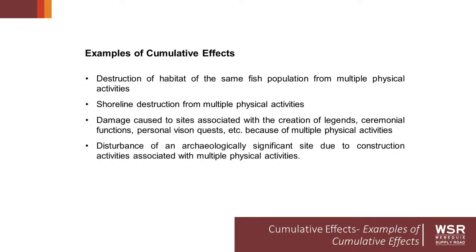Okay, here we are. So let's look at examples of cumulative effects. Let's take fish habitat, for example. You might have destruction of fish habitat from multiple activities, whether they could be effluent from industrial processes, so wastewater being dumped into the local river or stream, changing the chemistry of the water, introducing contaminants which can affect the habitat and the health of fish.